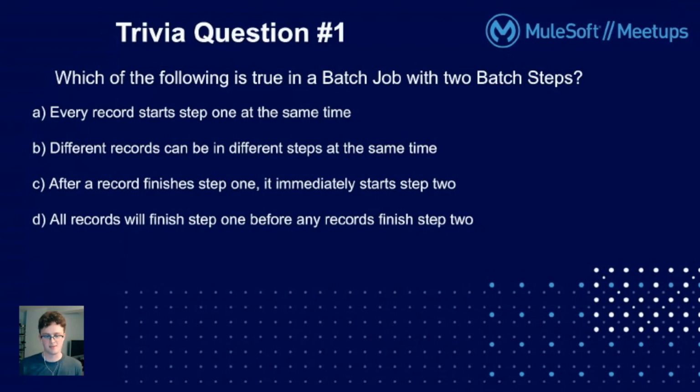For that same reason, same explanation, C is incorrect. It goes back into the queue before starting step two, and D is sort of a rephrasing of that same thing. So congrats to whoever got that one first.